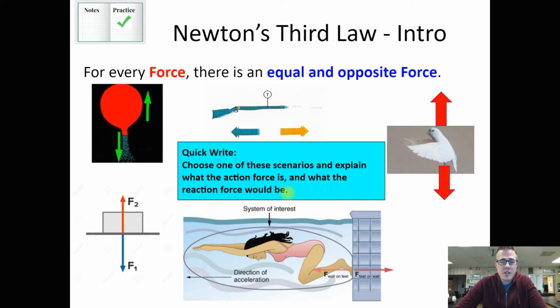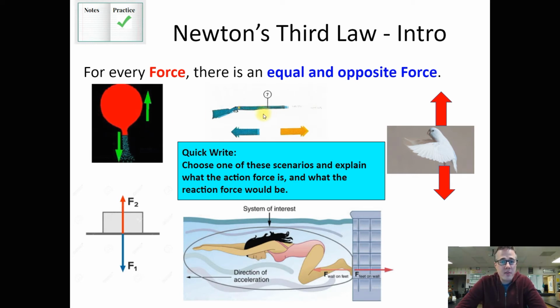So if you are still watching, you have paused and you've done a quick write. Let's look at a couple of them. If you have ever filled up a balloon and let it fly around the room as the air escapes, the balloon is pushing the air out one side, and then the air pushes on the balloon in the exact opposite direction. And this is exactly how a rocket would work too. As the rocket pushes out fuel, the rocket gets a push in the opposite direction.